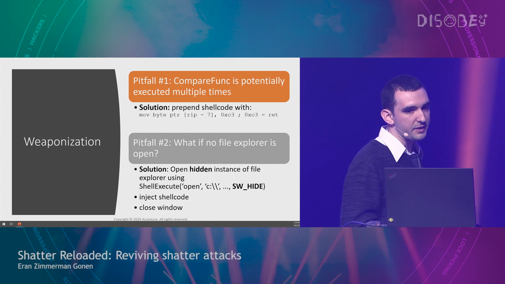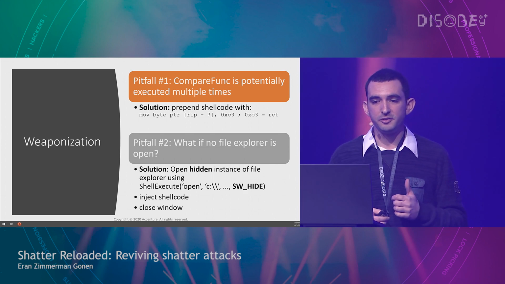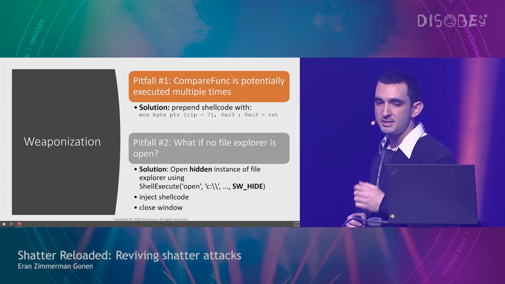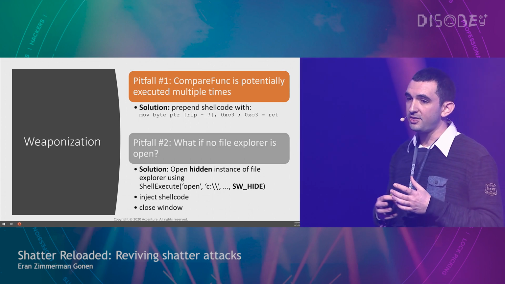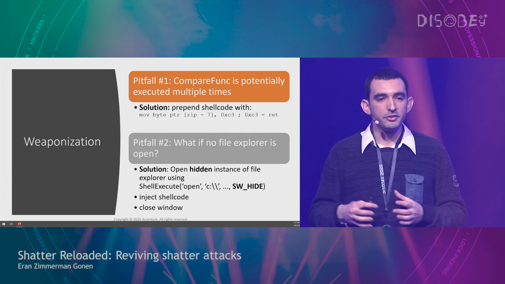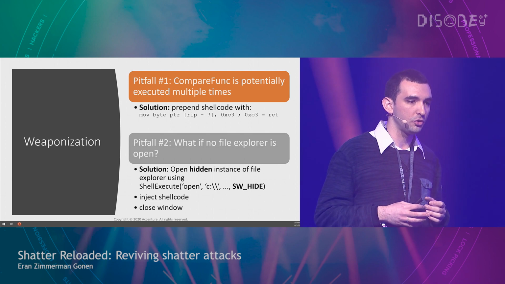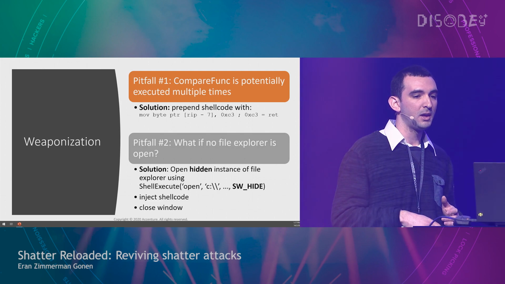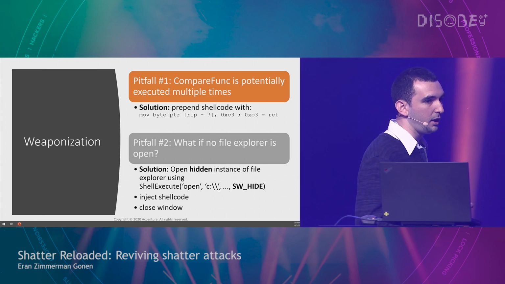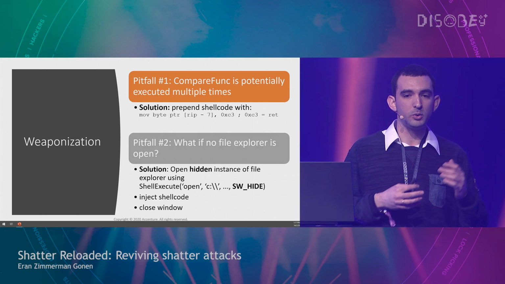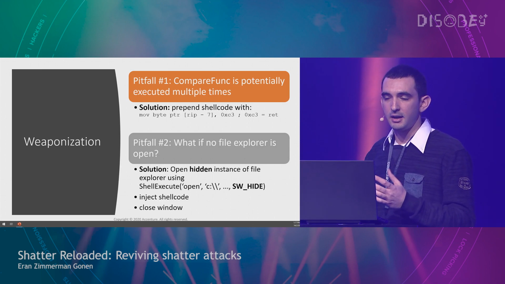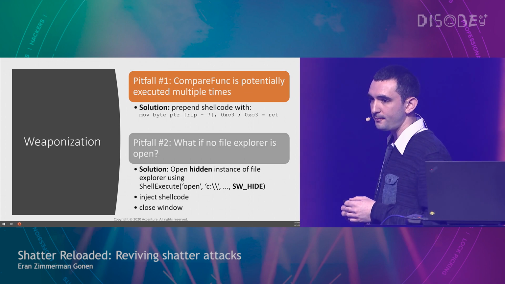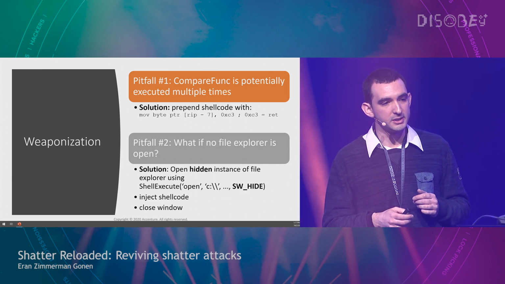So what we did to solve this is we added this assembly line, mov byte ptr [rip-7], 0xC3. We prepended our shellcode with that, and what that line does is basically overwrite the first byte of this line to be a ret opcode. And what this does is that every subsequent call to this shellcode will just execute ret and return back to the caller. So then our shellcode would run only once.